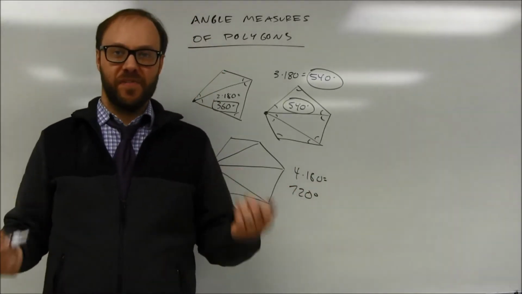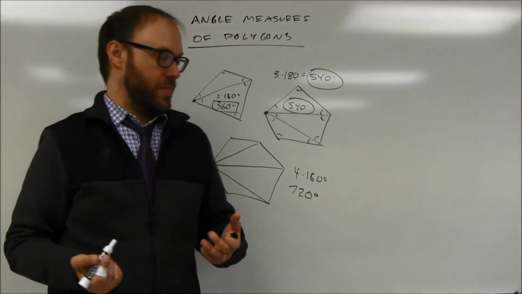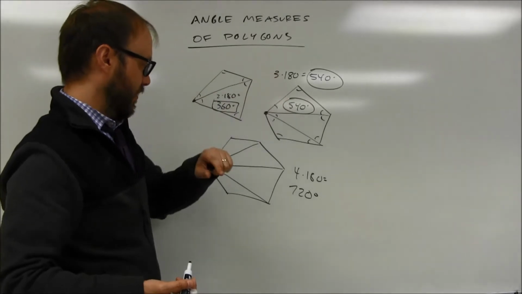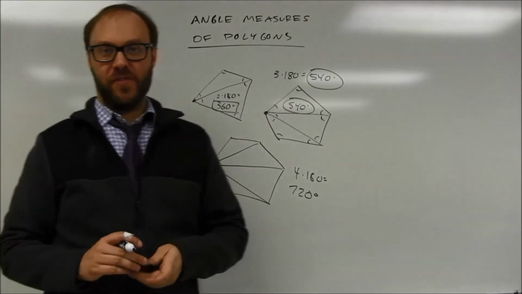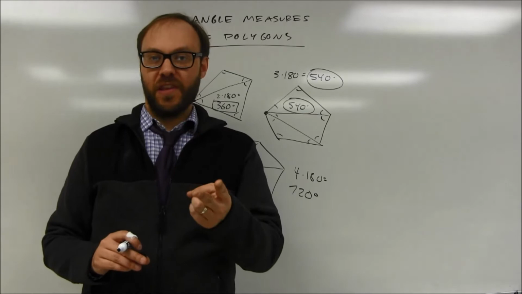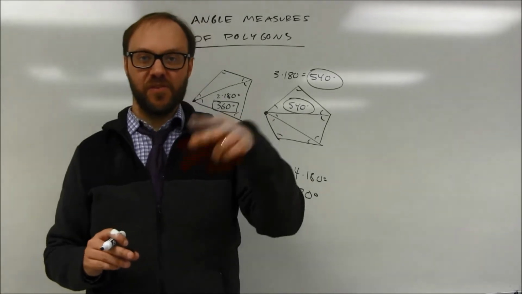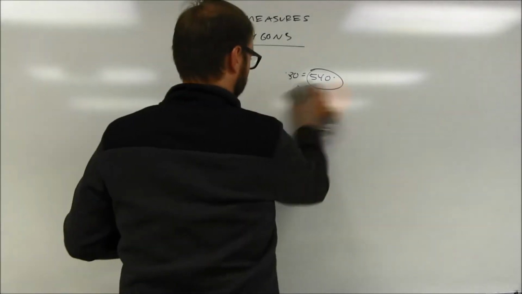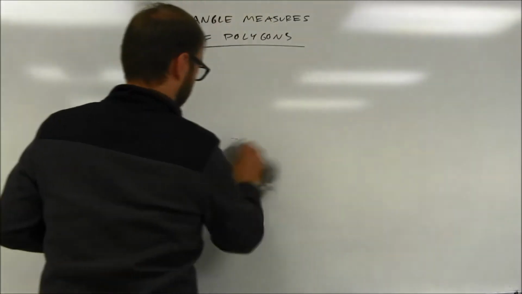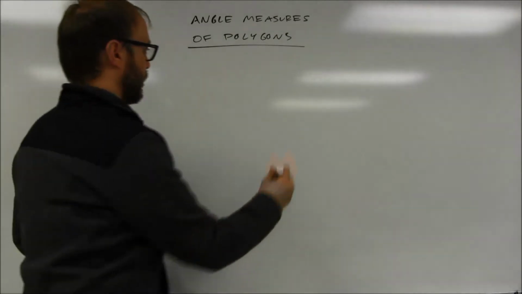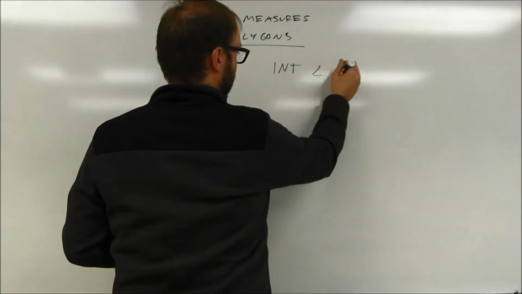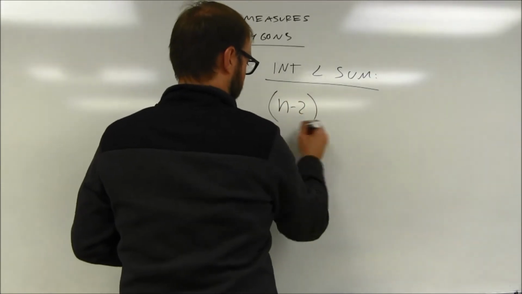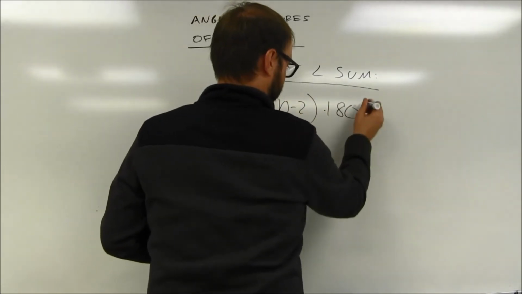So if you try this a couple of times, hopefully you're starting to pick up on the pattern. 4 sides, 2 triangles. 5 sides, 3 triangles. 6 sides, 4 triangles. There are always 2 fewer triangles than the number of sides. Each of those triangles has 180 degrees. So that leads me to the interior angle sum formula. It's just the number of sides minus 2 times 180 degrees.